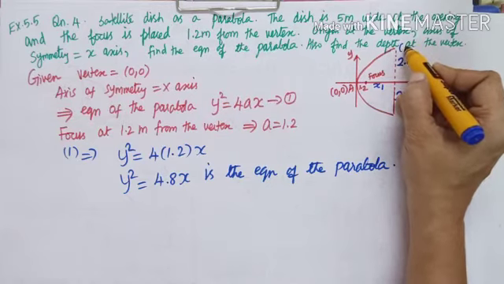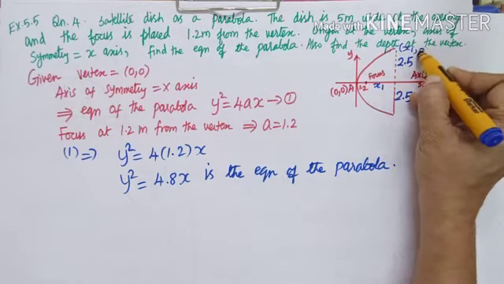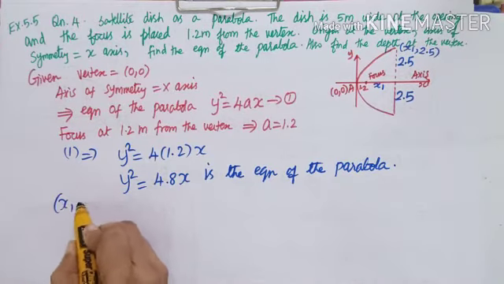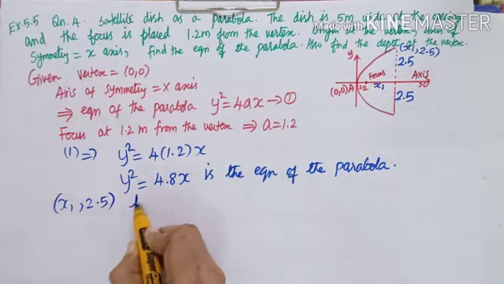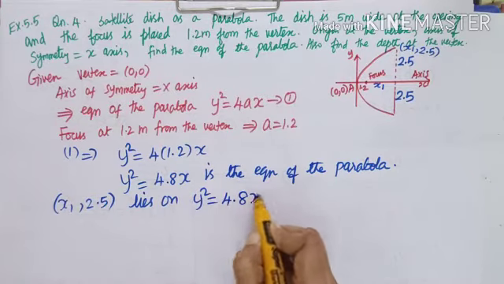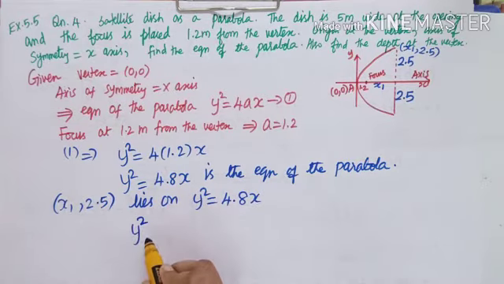I don't know this depth, but I know the height, that is 2.5. So what is this point then? It is x1 comma 2.5. So we will say x1 comma 2.5 lies on y square equal to 4.8x. That is, y value I have to put 2.5.